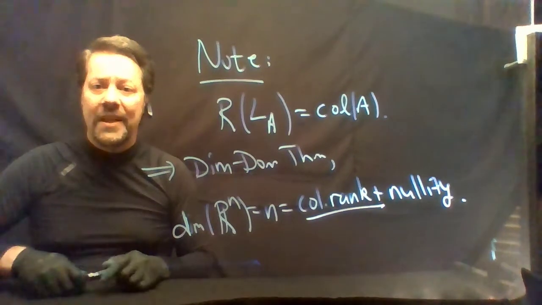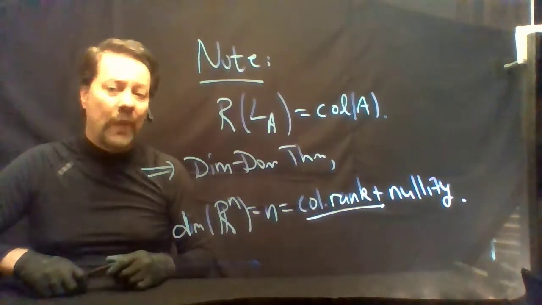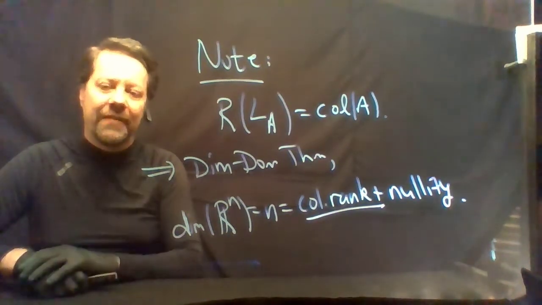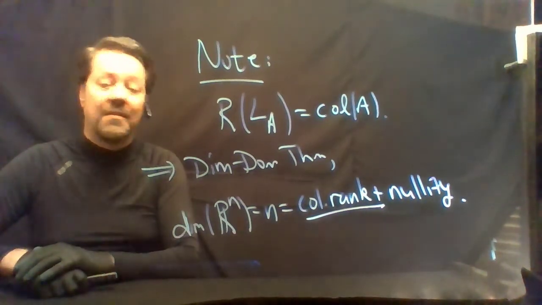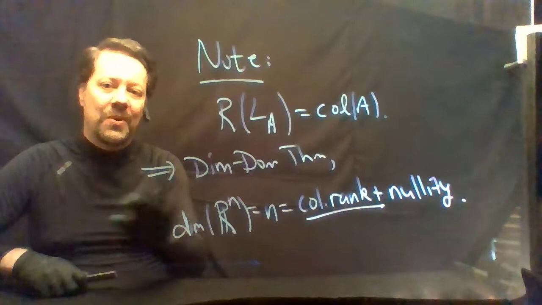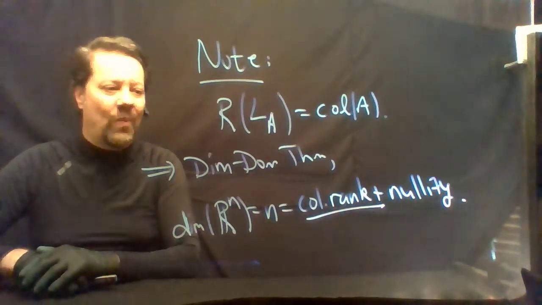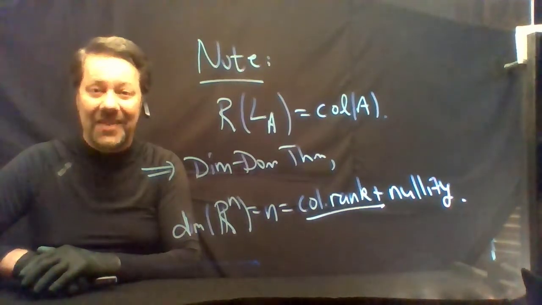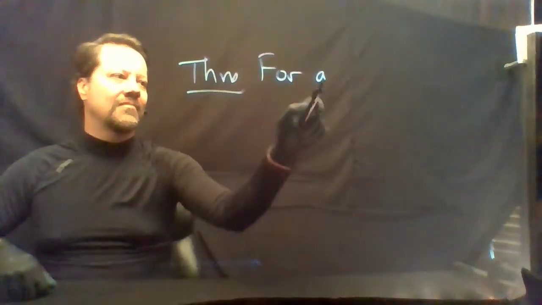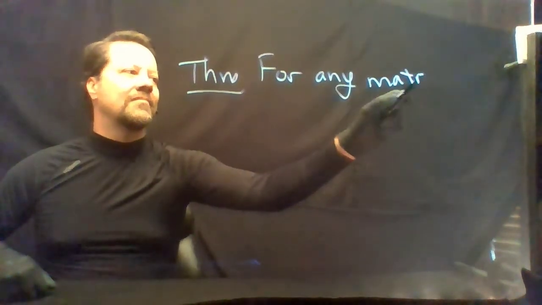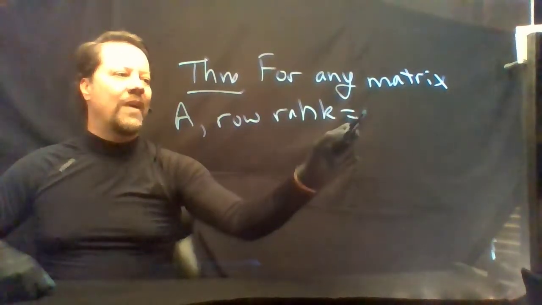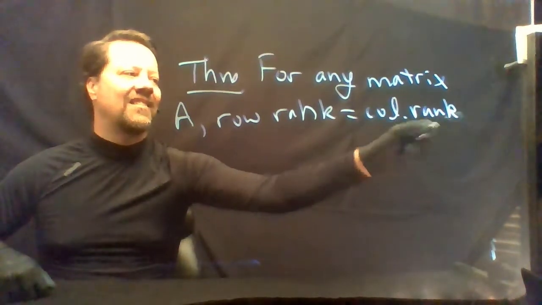Right now, we have no reason to believe that the column rank and the row rank, the dimension of the span of the rows, are equal. In fact, they even live in different vector spaces. The columns live in Rm, the rows live in Rn. Why should they have the same rank? It's a theorem that the row rank is always equal to the column rank. The row rank equals the column rank in every instance.